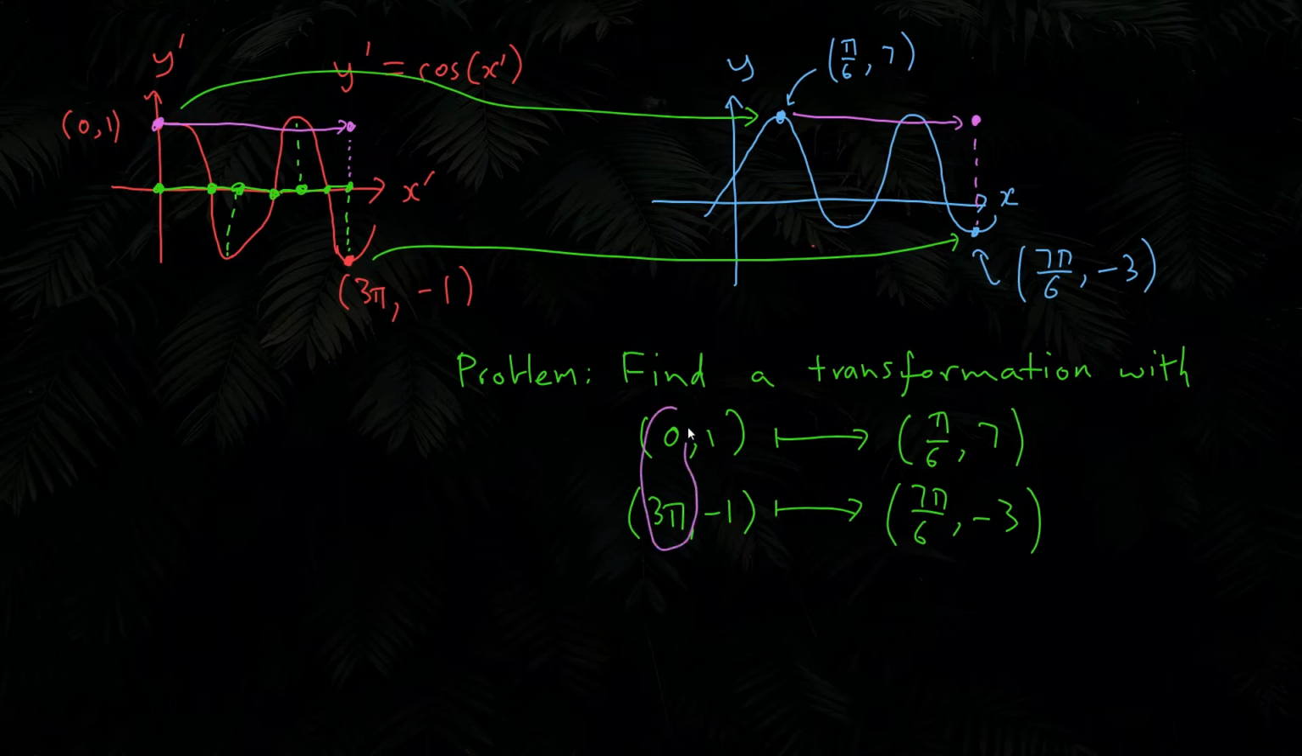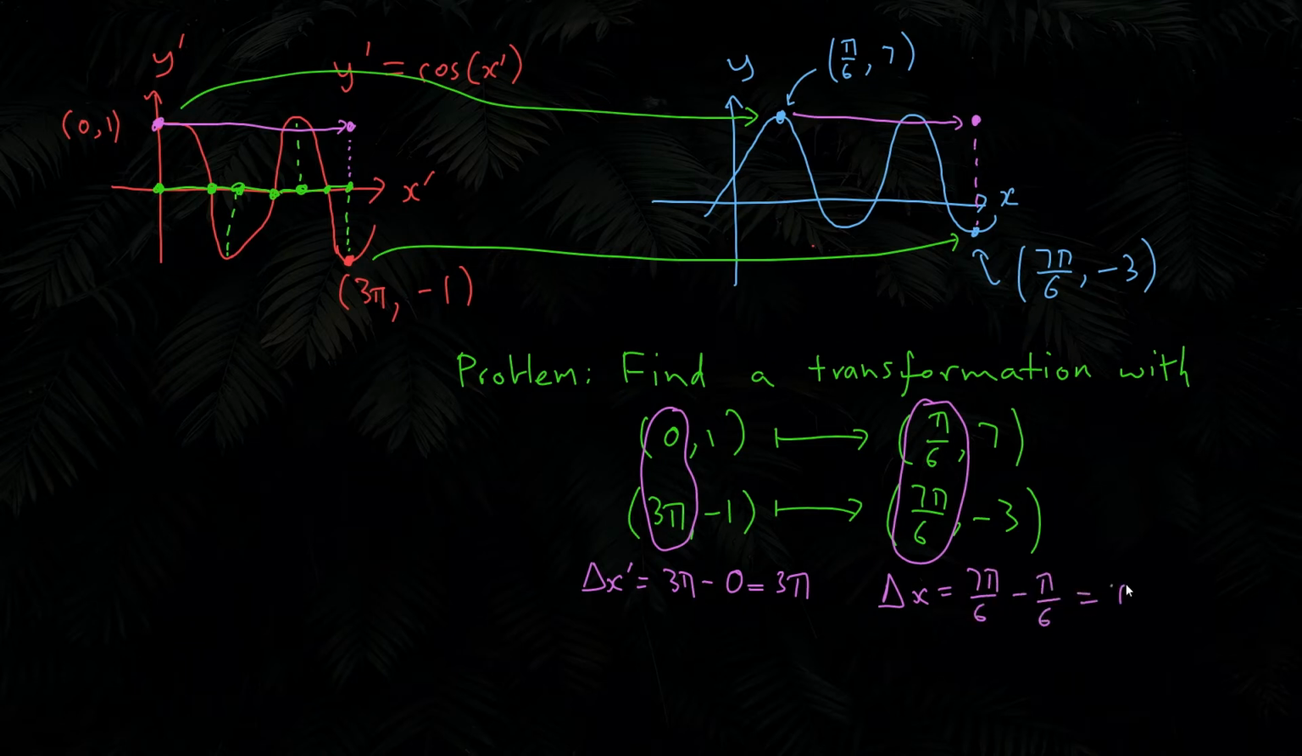Okay, so let's work out this length. We do that by computing this difference. So delta x dash equals 3 pi minus 0, which is 3 pi. And to find out this distance, we'll compute this difference. So delta x equals 7 pi on 6 minus pi on 6, which is pi. And so as you can see, the scale factor here has to be 1/3 because we're kind of contracting this distance down by a factor of 3 in order to get this distance.